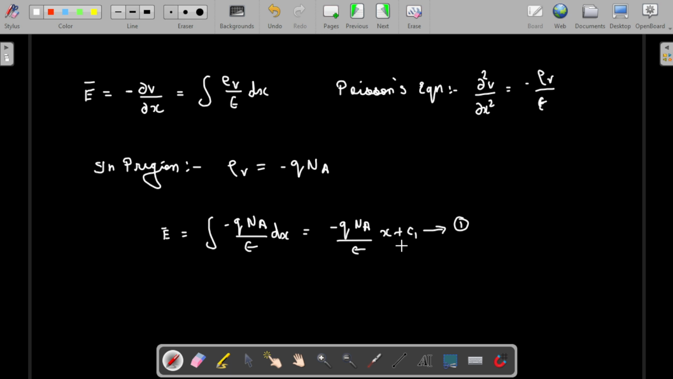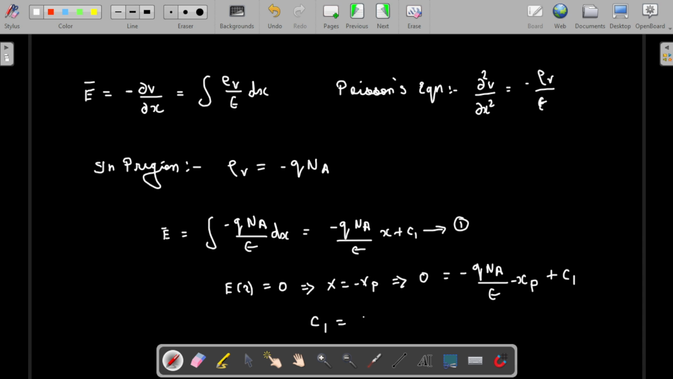In order to find that, E of x will be equal to 0 at x equal to minus x_p. So substituting this in equation 1, we get 0 equal to minus q N_A divided by epsilon times minus x_p, plus c1. If we use that, then c1 will be equal to, as we move it to the other side, minus q N_A divided by epsilon into x_p.